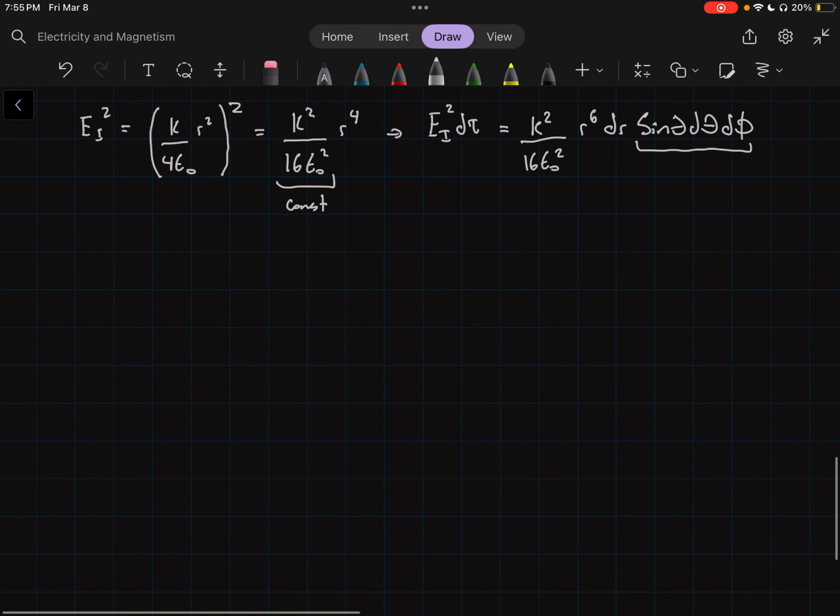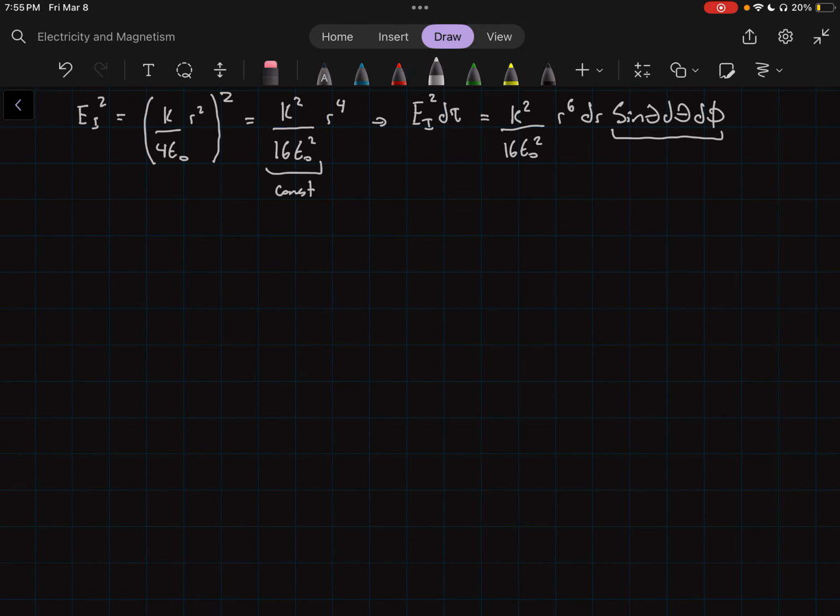So to write out the terms for the second one, E2 squared is equal to k over 4 epsilon naught times big R to the fourth over little r squared, and that whole quantity squared, which is equal to k squared over 16 epsilon naught squared times big R to the eighth times 1 over little r to the fourth.